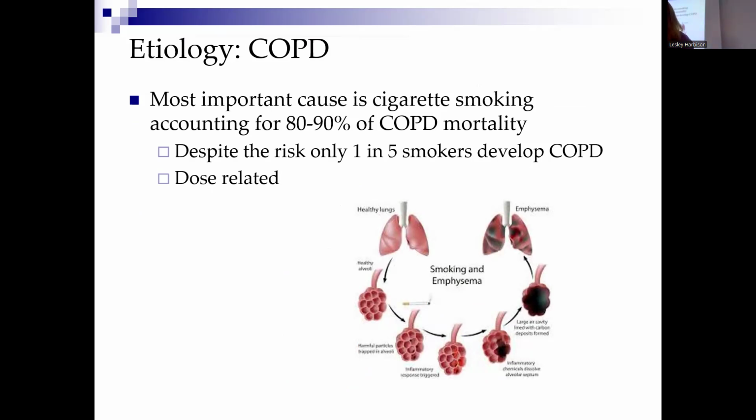Etiology: the most important cause of COPD is cigarette smoking. It accounts for 80 to 90% of COPD. And it's still smoking old school cigarettes. I actually feel like it's making a resurgence. I see way more people smoking old school cigarettes than a vape pen, and I'm like, is this coming back? But it felt like for a decade or more, you just didn't see people smoking as often. Despite the risk, about 1 in 5 smokers will develop COPD.